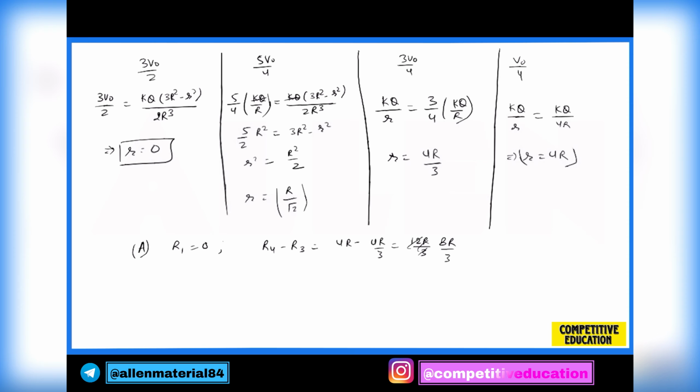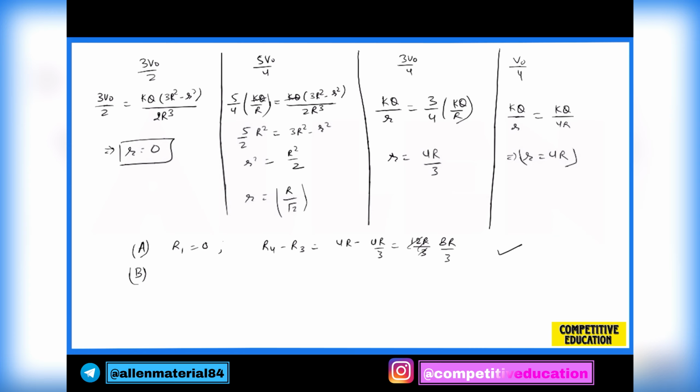Now we are required to compare this with R2. Now R2 is R by root 2 and it is 8R by 3. So definitely R4 minus R3 is greater than R2. So option A is correct. Now let us check option B. Option B says 2R is less than R4.